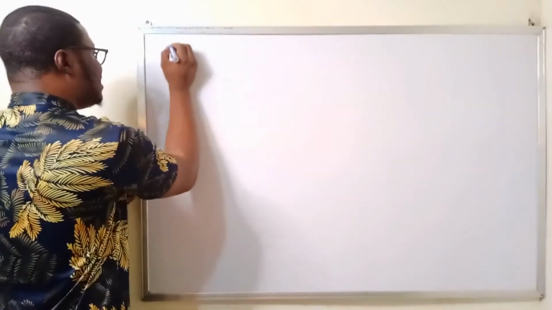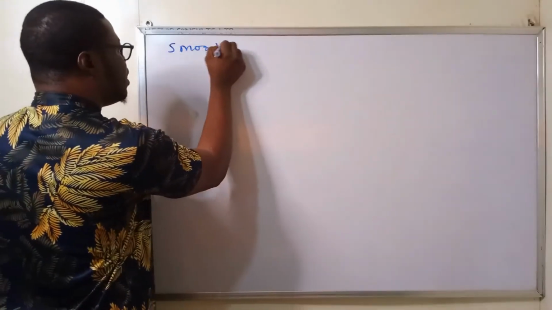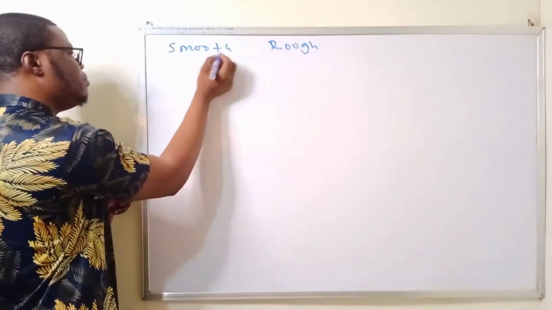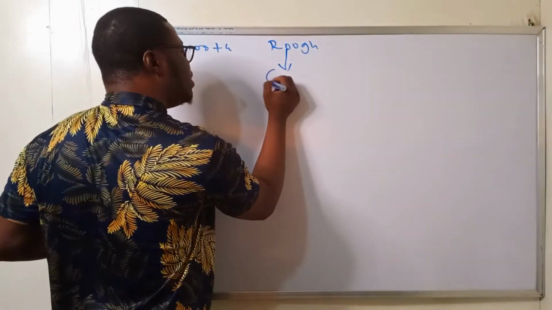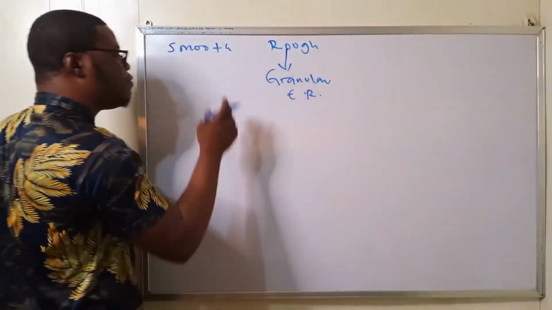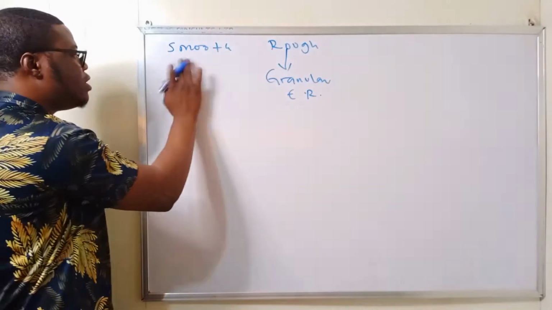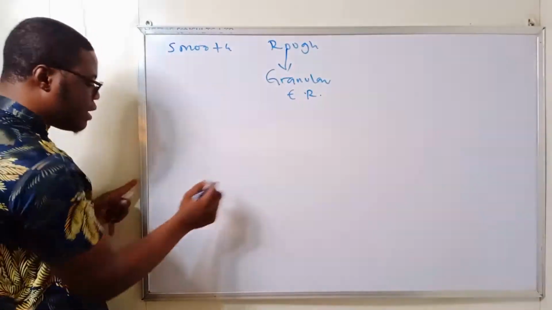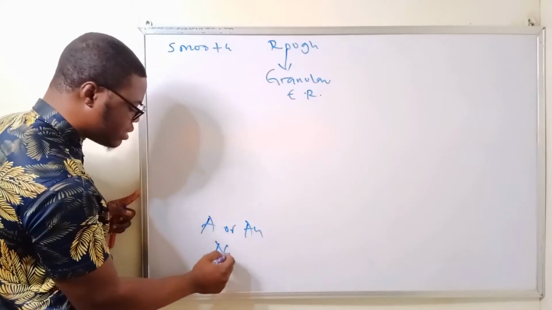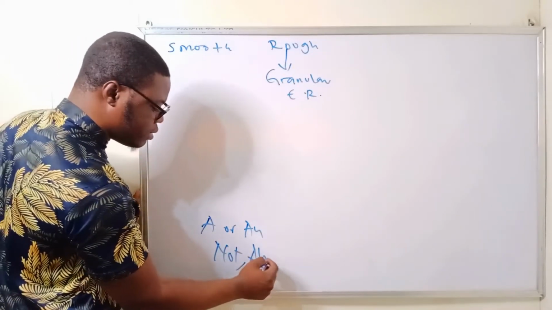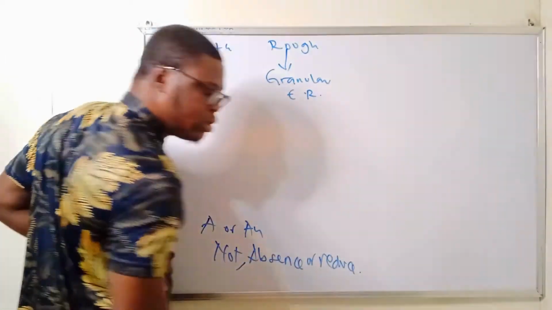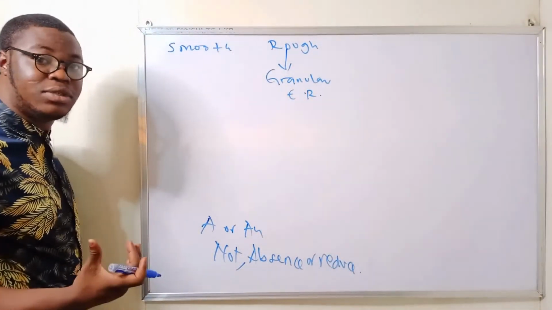So, I said we have the smooth and the what? And the rough endoplasmic reticulum. So the other name for this rough endoplasmic reticulum is granular endoplasmic reticulum. Now, granular means rough, but this one is not rough. In anatomy, when you see the word a or an, it means not, absence, or reduced. So that is the meaning of a or an in anatomy.